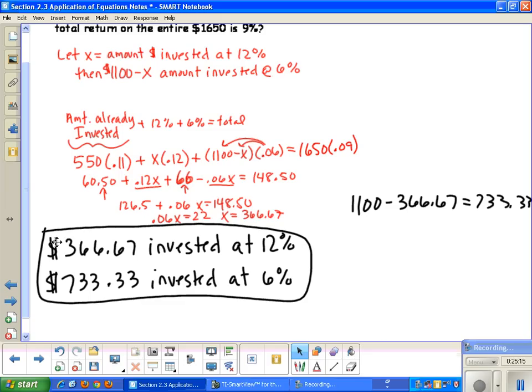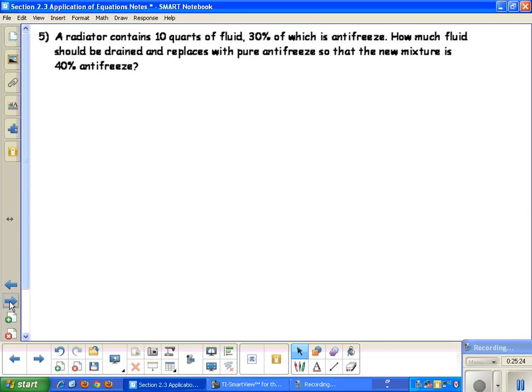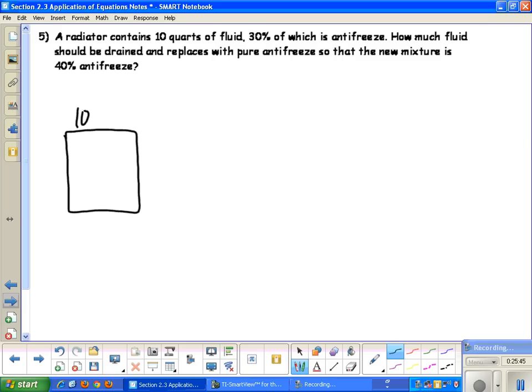Okay, let's go ahead and do one more problem. For the next problem, it says a radiator contains 10 quarts of fluid, 30% of which is antifreeze. How much fluid should be drained and replaced with pure antifreeze so that the new mixture is 40% antifreeze? For this one, I'm going to draw a picture because it helps me think about it. Here we have our radiator that contains 10 quarts. We can't go over 10 quarts because that's all that will fit in this radiator.